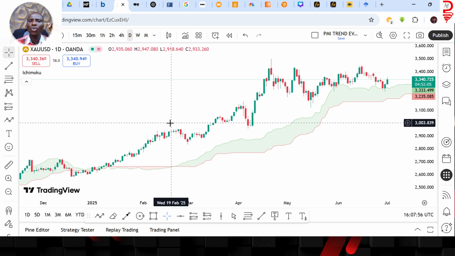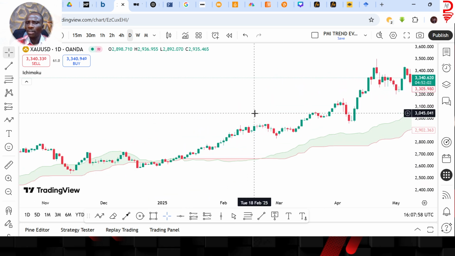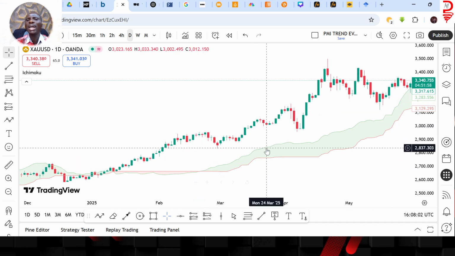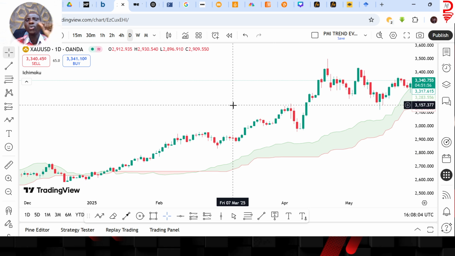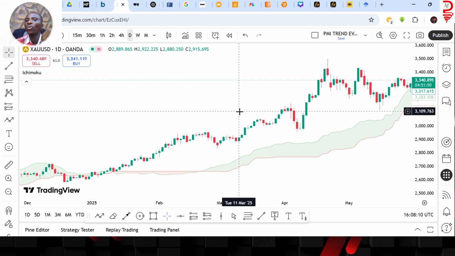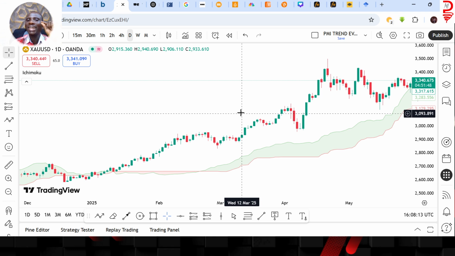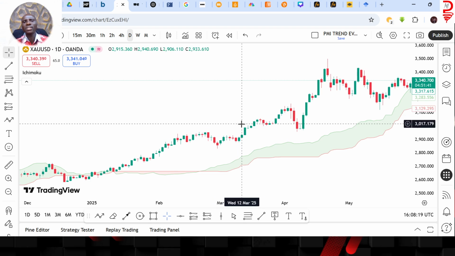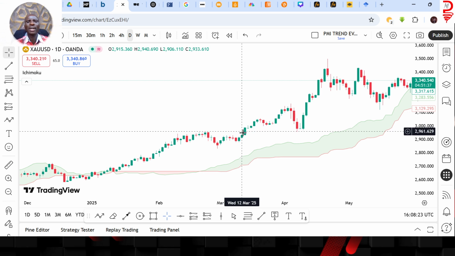So if you want to mark this chart in terms of the structure, you are looking out for two things. You are looking out for impulse waves and you are looking out for corrective waves. It's very important that you know what you are looking out for. An impulse wave, you must be able to identify it and know that this is what exemplifies an impulse wave.